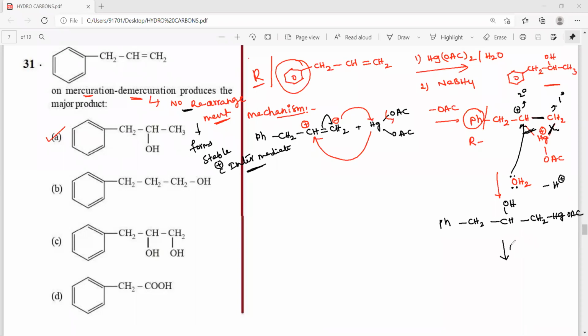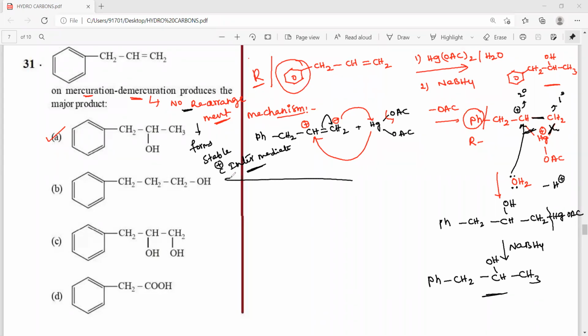Okay, then on reduction with sodium borohydride, the mercury comes outside and it becomes CH3. CHOH bond CH3 will form. This is mercuration followed by demercuration reaction.